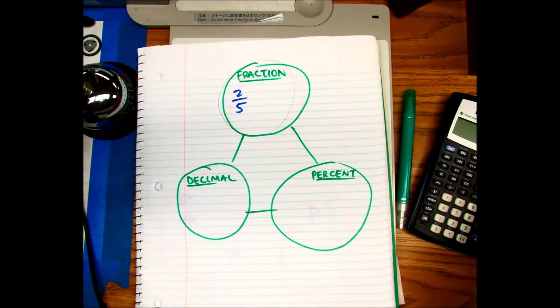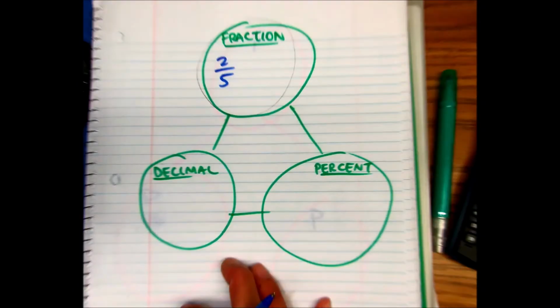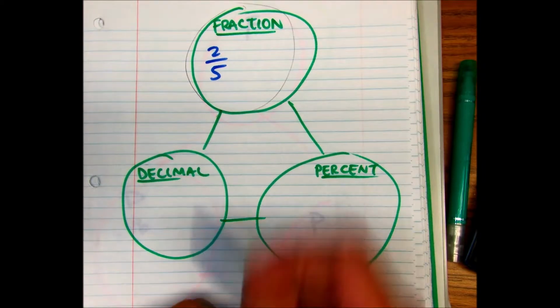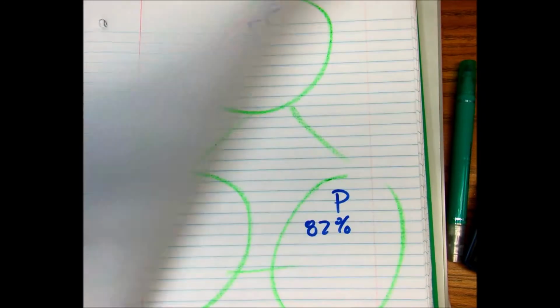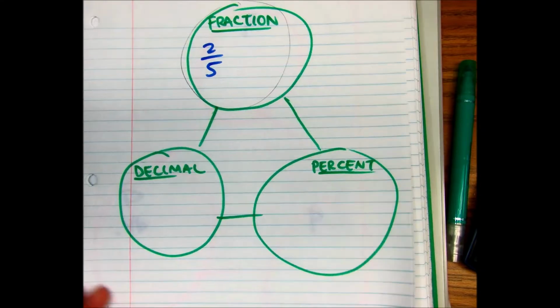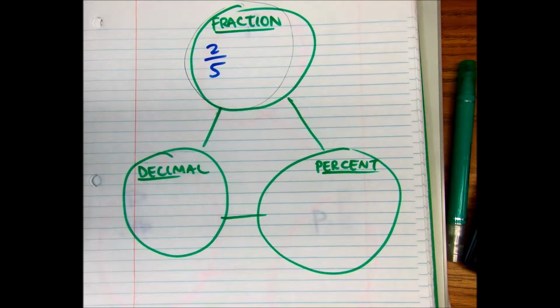Here's Mr. N. I'm going to go over how to convert between fractions, decimals, and percents. So I have three examples. I start off here with a fraction, here with a decimal, and here with a percent. If I have a fraction, how do you go from a fraction to a decimal?